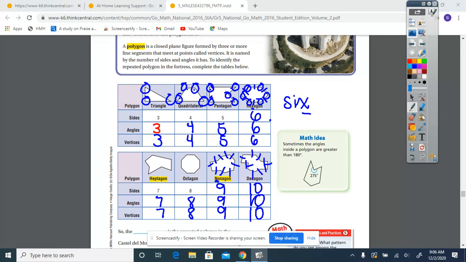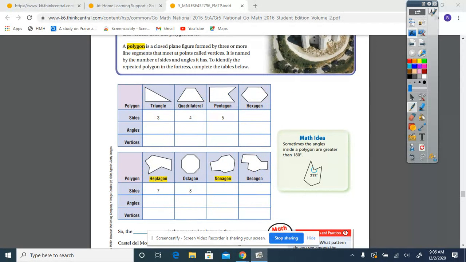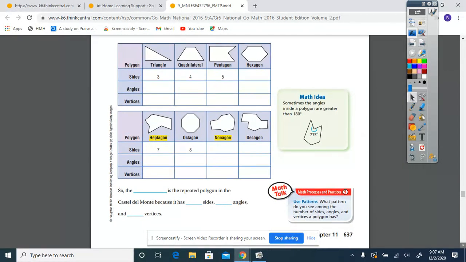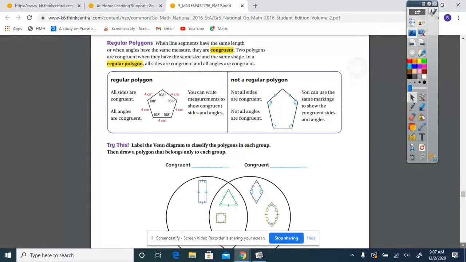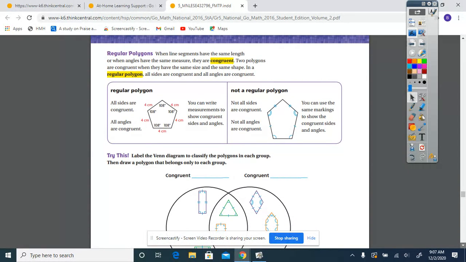Now, in order to be a polygon, the figure has to be closed. If the figure is not closed, it is not a polygon. Let's continue to go down just a little bit. Let me see if I can scroll.